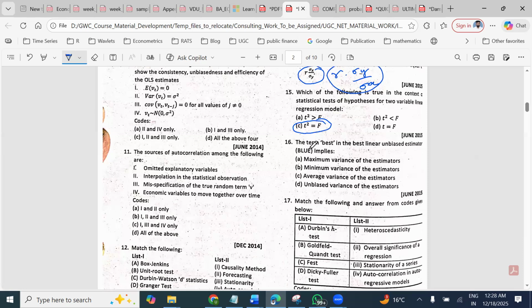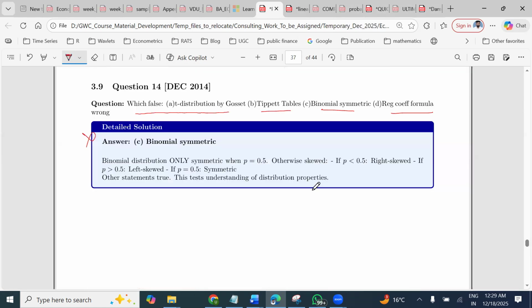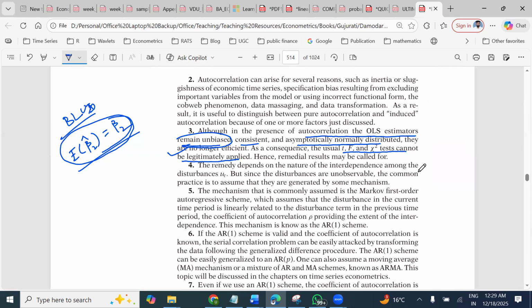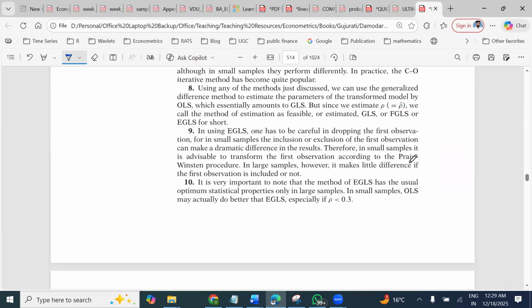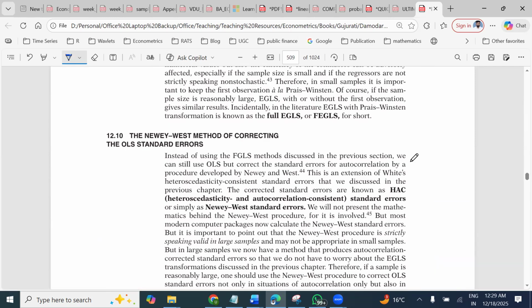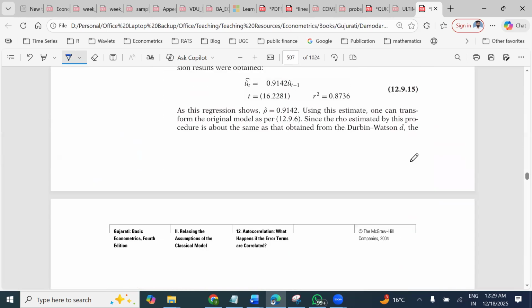15 is given as A. I don't think why it is given. See, t square is F, it is there in the book. That is why I don't go by the guide, because in a bivariate regression model I can prove it. T square is F. Why they have given this, I don't know.